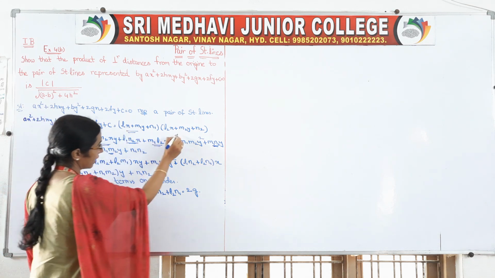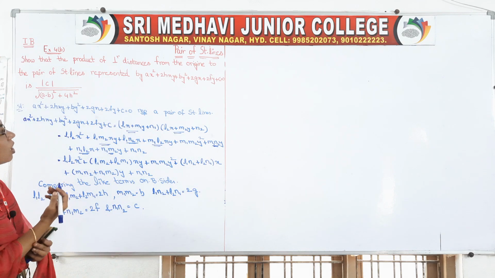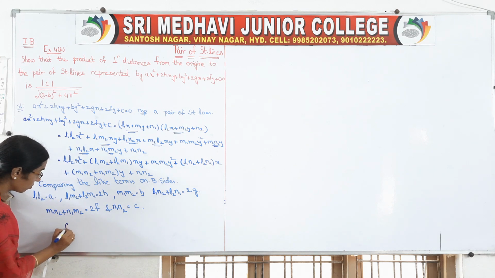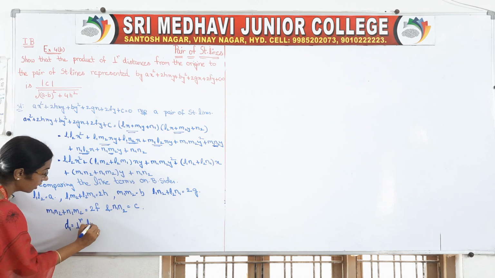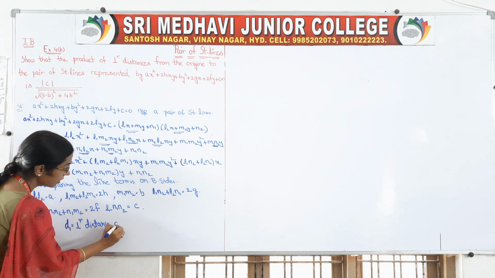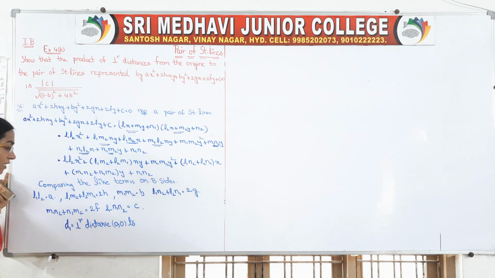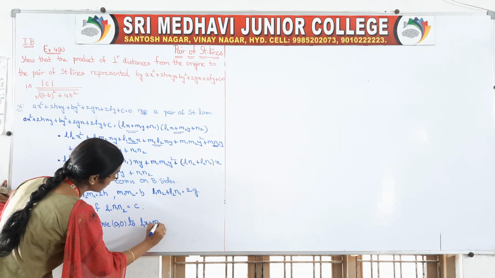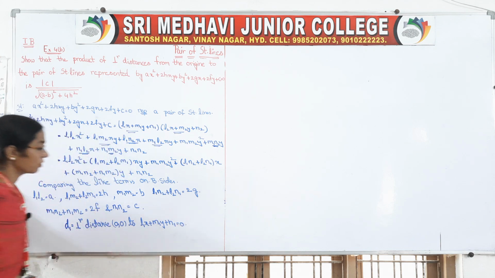This is your first line, and origin to second line. Okay, so after that we have to take their product. So first you take d1 is equal to perpendicular distance from origin. Origin means 0, 0 to first line. What is your first line? L1x plus m1y plus n1 is equal to 0.